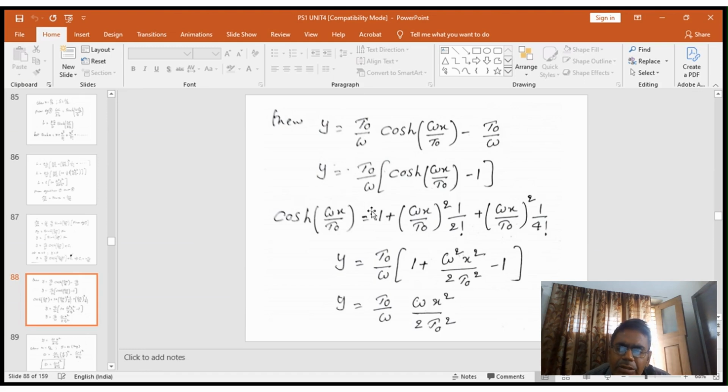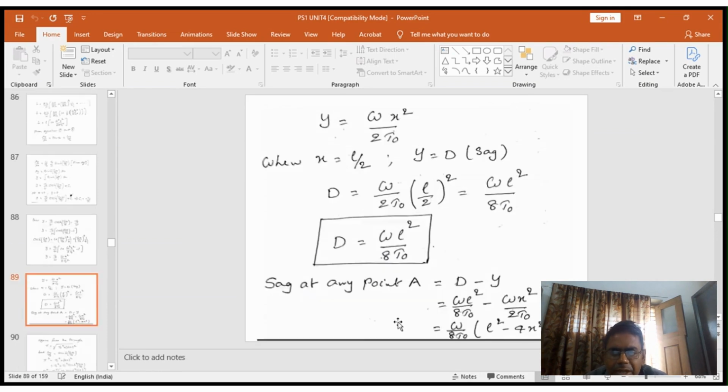T naught by w is common, so y is equal to T naught by w into cosh of omega x by T naught minus 1. From the definition of cosh x is equal to 1 plus x square by 2 factorial plus x power 4 by 4 factorial. By neglecting the higher order terms, y is equal to T naught by w times 1 plus (w x square divided by 2 T naught square) minus 1; 1 and 1 get cancelled. Y is equal to T naught by w into w square x square divided by 2 T naught square. Y is equal to w x square divided by 2 T naught. Substitute x is equal to L by 2, y is equal to capital D, that is nothing but a sag.